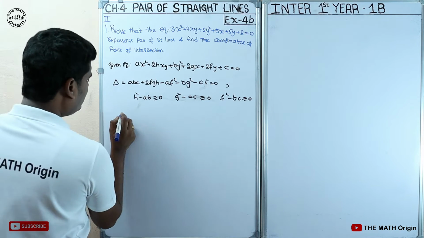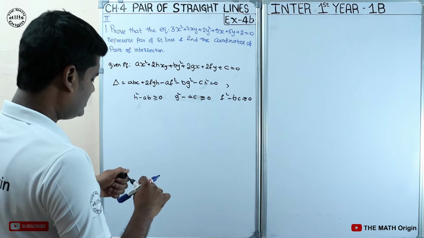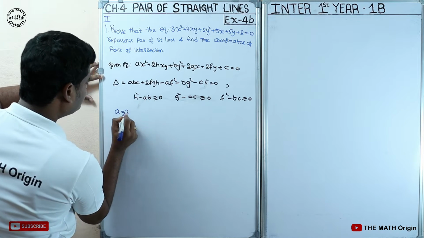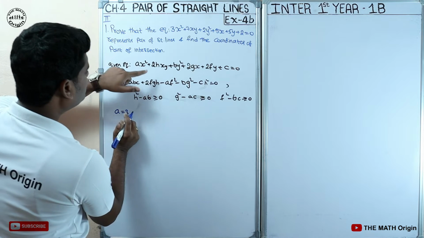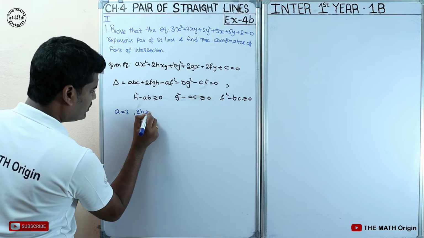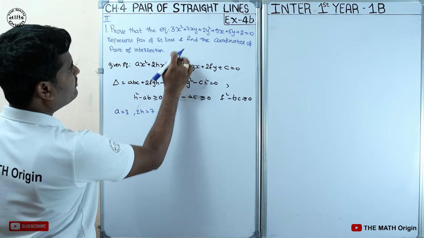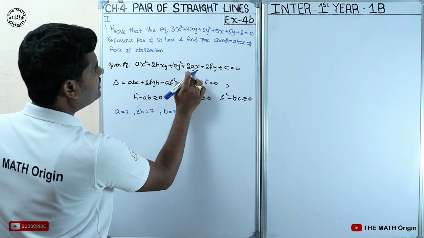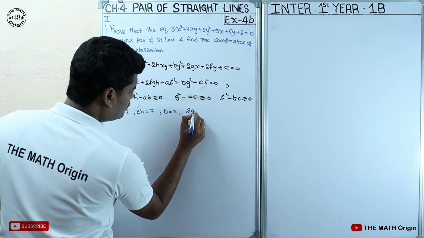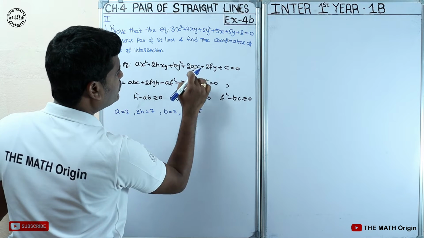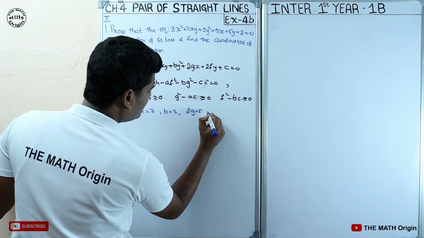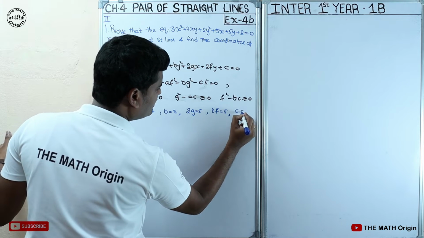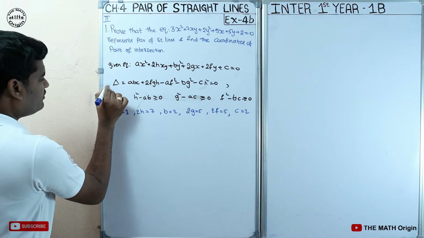Now I'll take out the values of a, h, g and the others. a equals 3, 2h equals 7, b equals 2, 2g equals 5, 2f equals 5, and c equals 2. Now let's find the first condition.